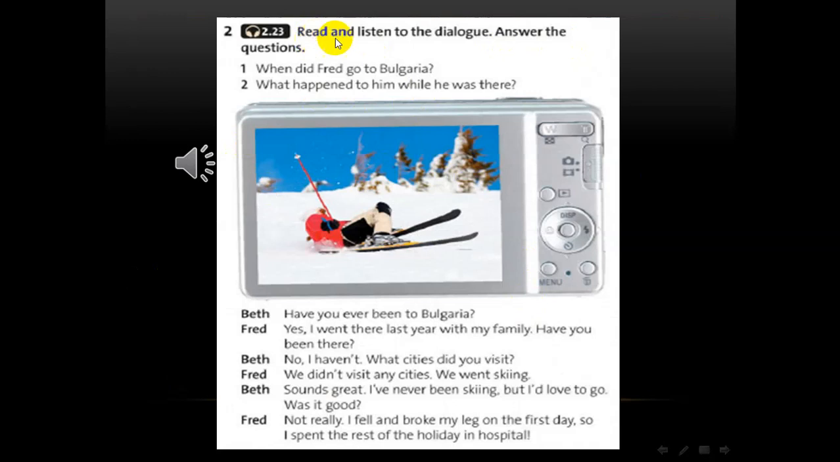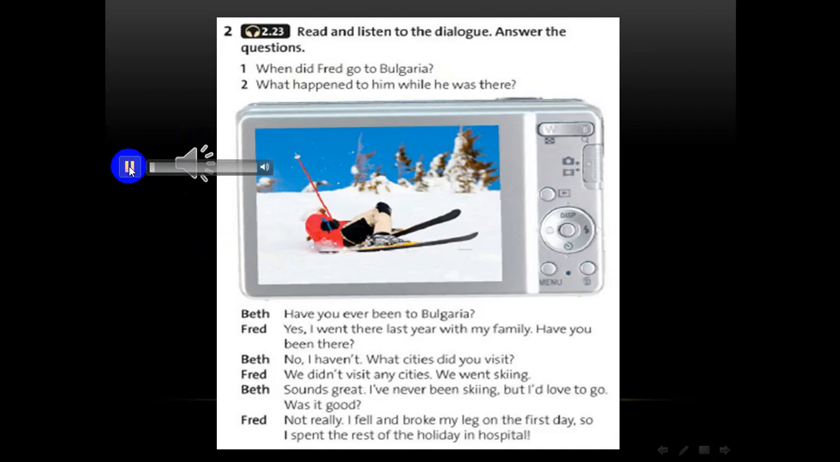Let's read the questions before the dialogue. 1. When did Fred go to Bulgaria? The question here, in which tense? Of course it's in the past simple. As for number 2, what happened to him while he was there? Also the question is in the past simple. Let's see.